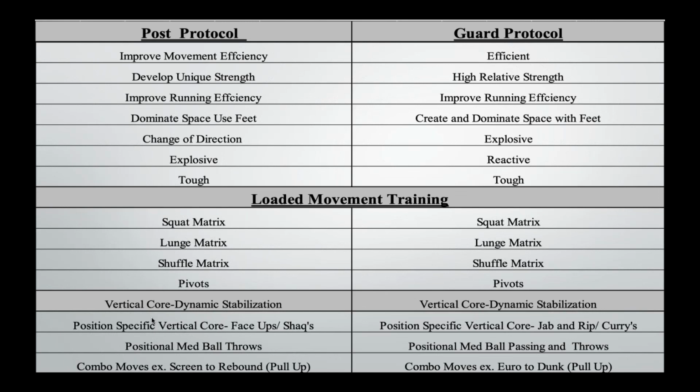And then combo moves for that guard, euro to a dunk. Can they sidestep and then get up to the basket and finish? So that's why we utilize the pull-up, and we just phrase it as a rebound or dunk.